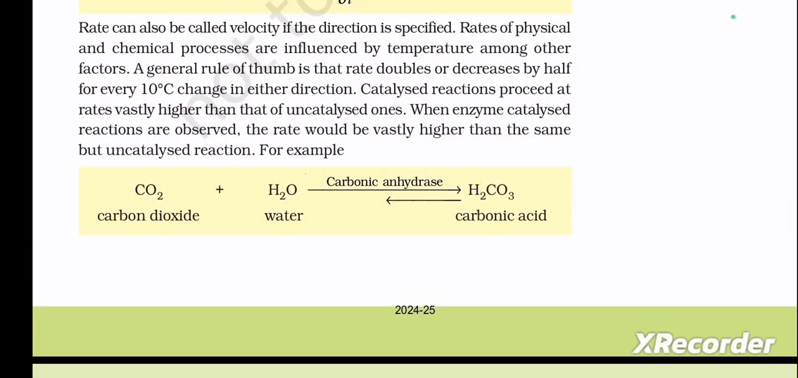When enzyme catalyzed reactions are observed, the rate would be vastly higher than the same but uncatalyzed reaction. For example, CO2 carbon dioxide plus H2O water, in both directions, the arrow marks, gives H2CO3 in the presence of carbonic anhydrase. H2CO3, that is carbonic acid, will be formed.